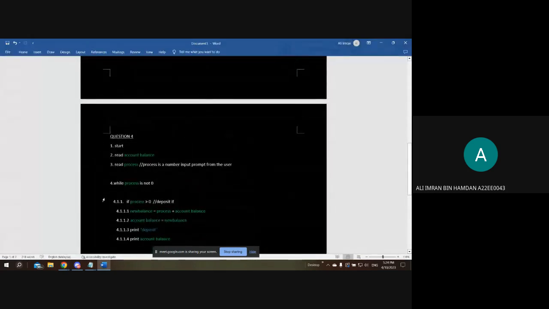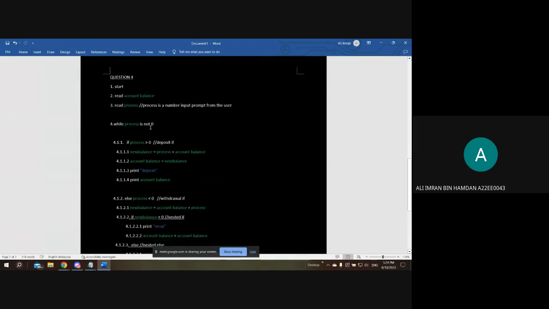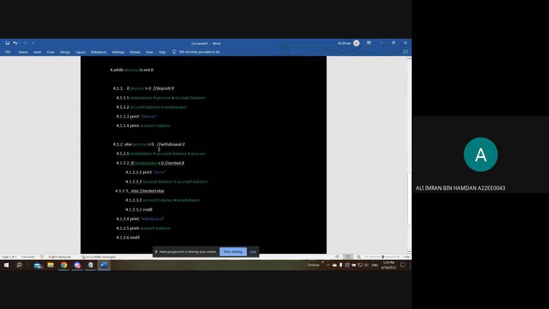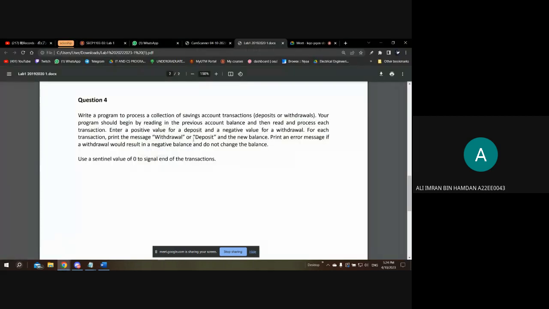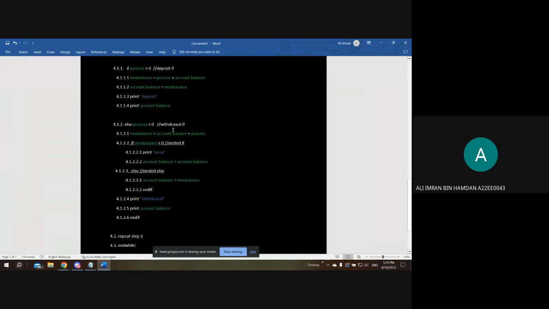So let's focus over here. Again, start by reading the account balance. This is the previous account balance, and then read the process. The process over here is actually a variable. It prompts the input from the user and it's a number. As you can see, if it's not zero, and it's bigger than zero, it's a deposit. If it's smaller than zero, it's a withdrawal. This fits in with the question: negative value is withdrawal, positive value is deposit. So that's the second condition which has been fulfilled.